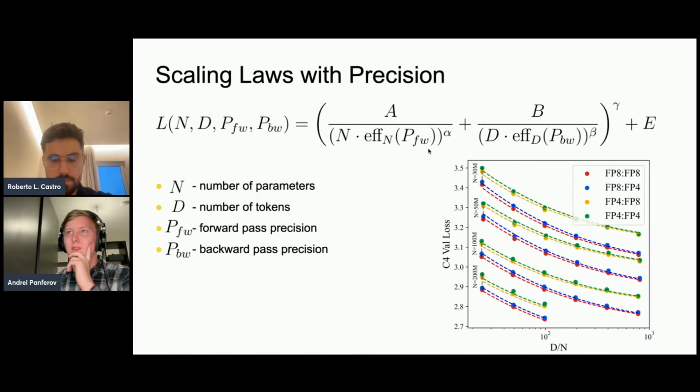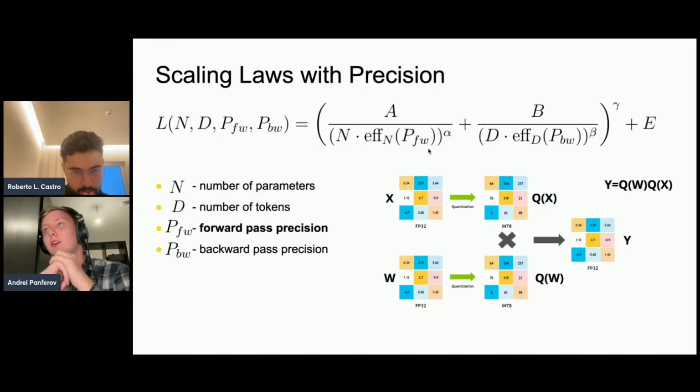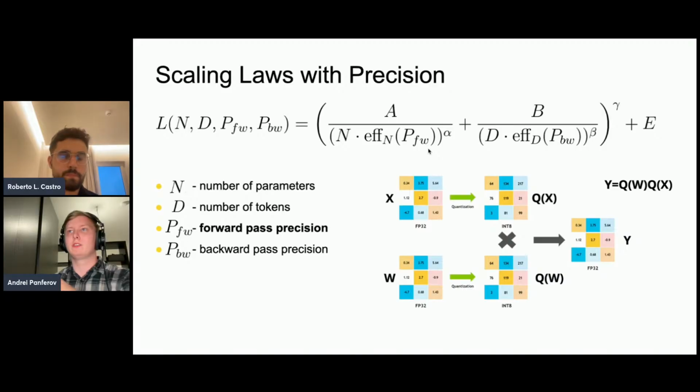So first of all, it's similar to the previous law of Hoffmann and Kothras in the sense that the parameter count and the data coefficients are still somewhat decoupled and only interact with each other through this additional constant gamma. If we look in more detail at what's happening here, we can see that the forward precision affects the parameter count, and only the parameter count, as a multiplicative factor on the parameter count. Naturally, since quantized training cannot outperform the baseline full precision training, this effective multiplier is between 0 and 1.